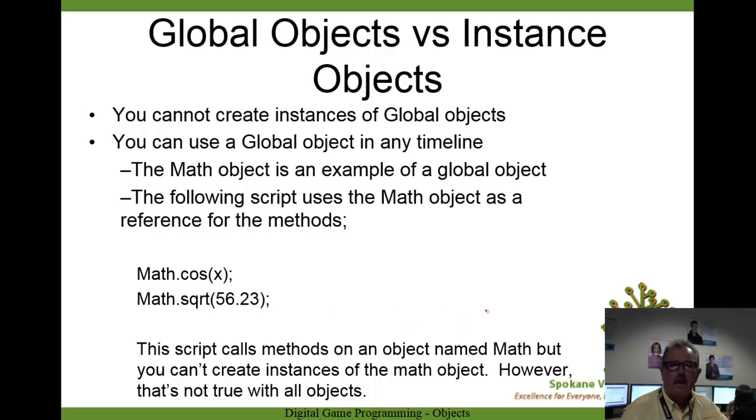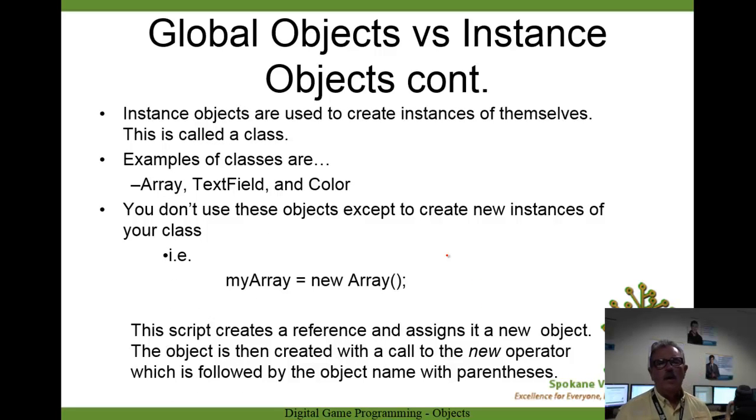But the other type of object we have is an instance object. So let's take a look at what an instance object does for us. Instance objects are used to create instances of themselves, and that's called a class. Examples of classes are, besides myself being a classy guy that I am, array, text field, and color. Now you don't use these objects directly, you just use them to create new instances of your class.